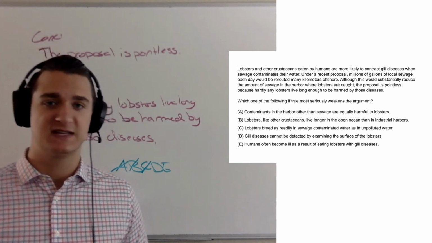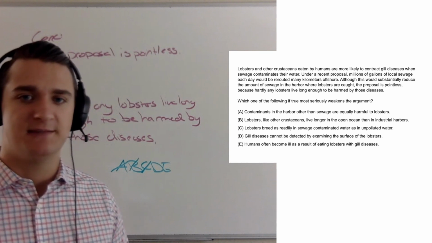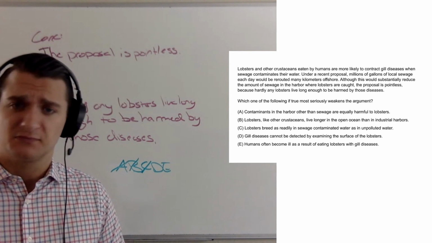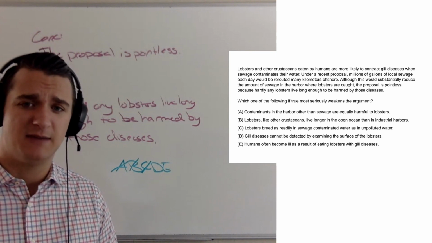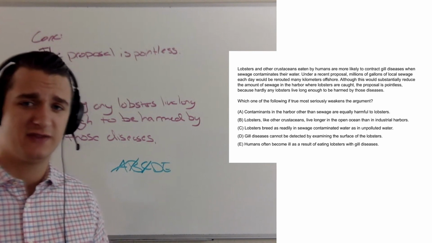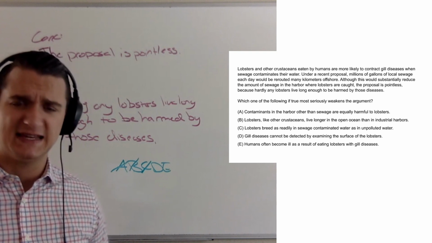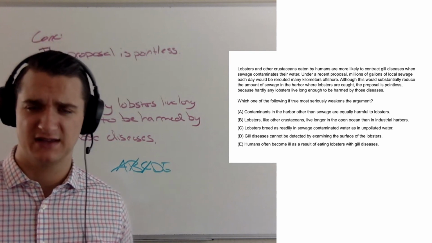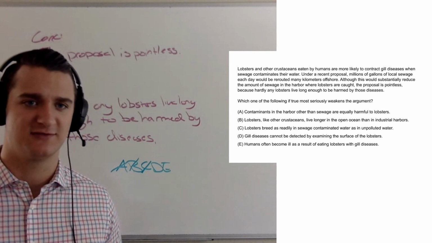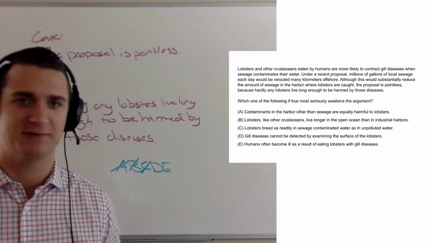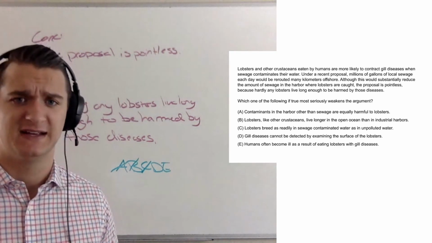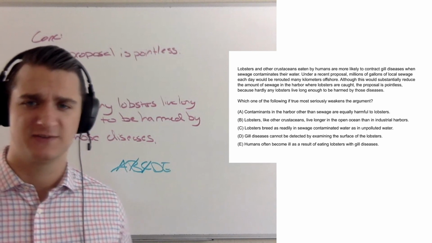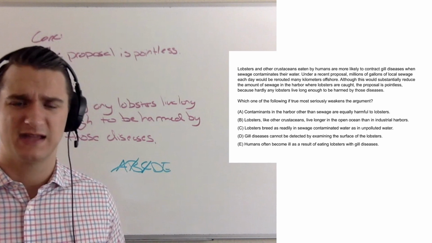Now with D here, it says this: gill diseases cannot be detected by examining the surface of the lobsters. Okay. So if gill diseases can't be detected by examining the surface of the lobsters, that means I have to detect it in some other way. But it seems like from the argument, I have been able to detect it, maybe by taking some sort of sample of lobster flesh or something like that. Seems like I can determine it somehow. So, okay, it can't be determined by examining the surface, but I don't think I need to detect it by examining the surface.